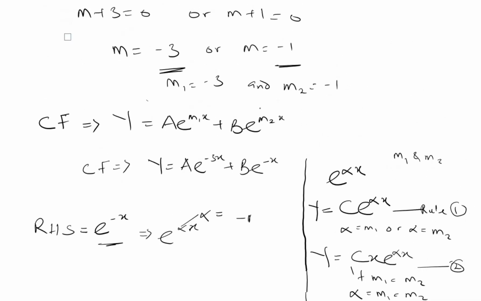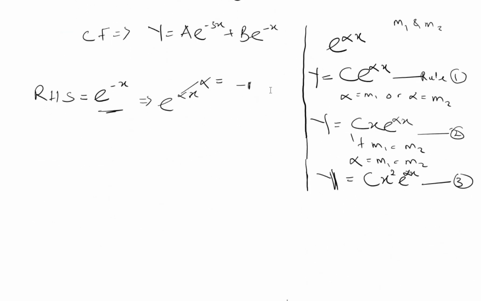And back to our auxiliary equation, the roots of the auxiliary equation, we can see that our alpha is equal to m2, -1, right? So since our alpha is equal to -1, we are going to use the second rule. So here we are going to say y is equal to cx exponential of alpha, which is -1, minus x. This is what we have for our right hand side. So we differentiate it.